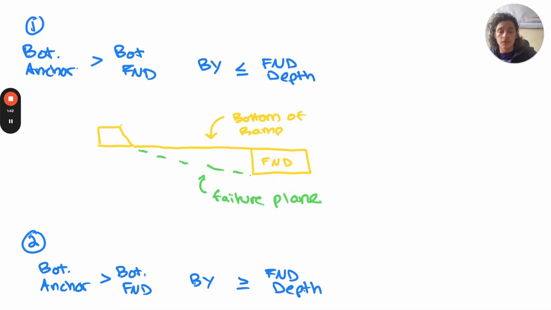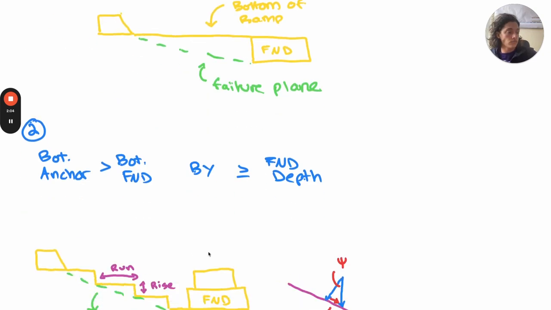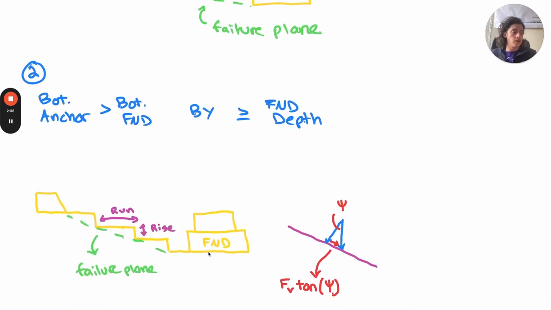In option two, our anchor is significantly above our foundation, greater than the foundation depth, so we'll need to use steps. You can imagine this as the difference between sitting on stairs versus sitting on a slide. Sitting on the stairs, you're going to feel more secure, whereas sitting on a slide, you're always going to want to be sliding downhill. And here are some steps I've drawn out for you.